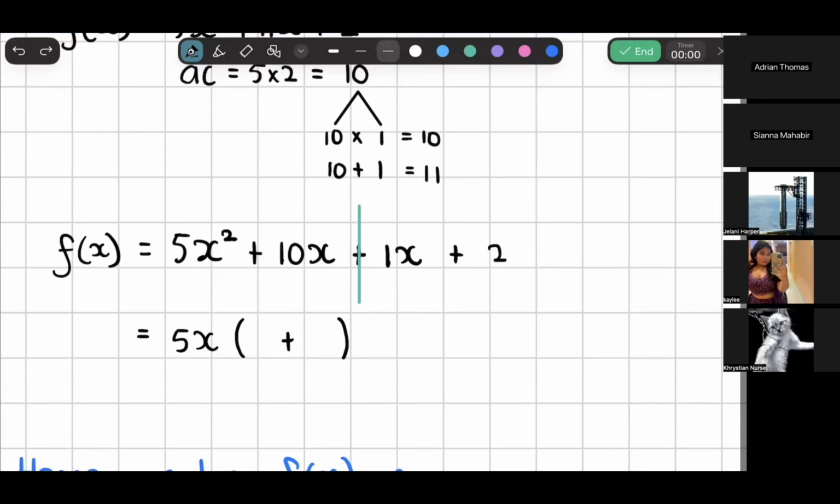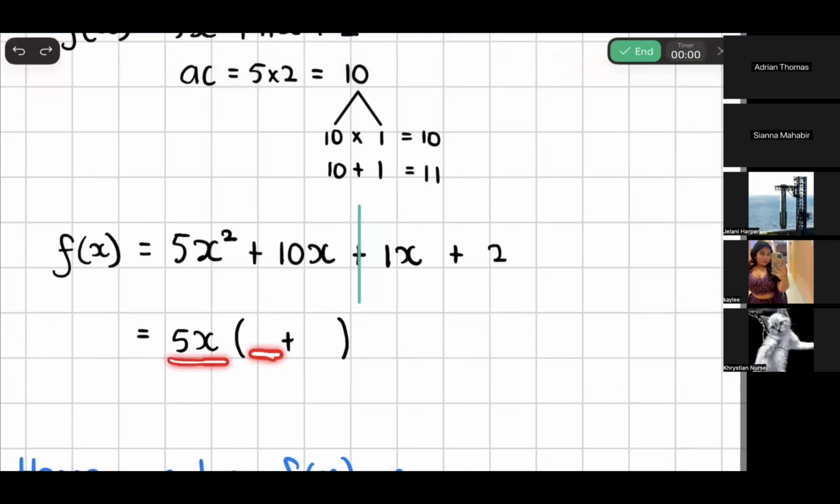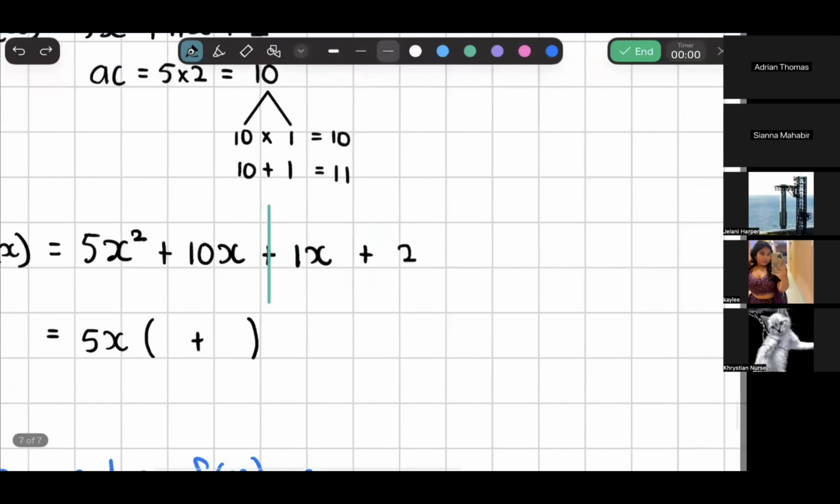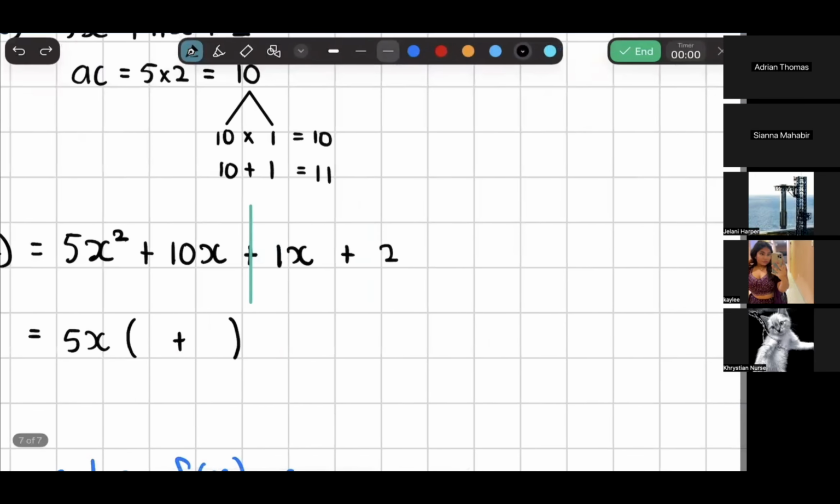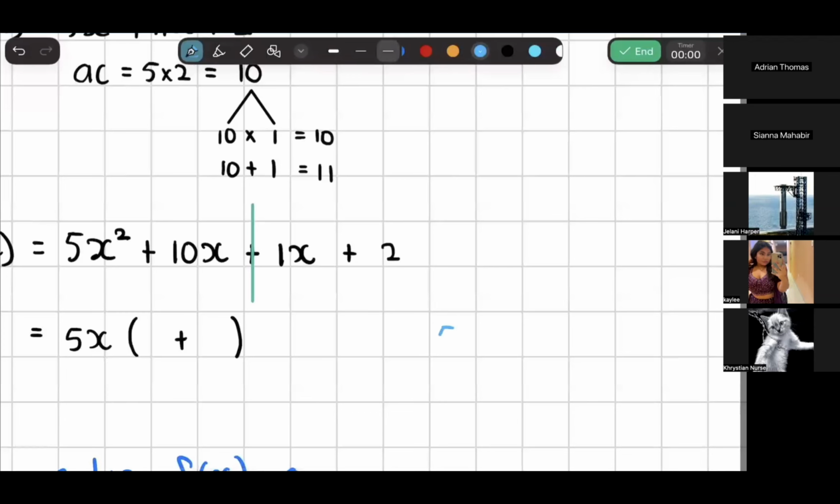Okay, when I multiply this term by this term, I had to get back x squared. Right now I have 5x. What by x would give me back x squared? Think about it. Here is what we could do. We could look at it in a different light. Do you know what x squared means? Yes, sir. 5 by x.